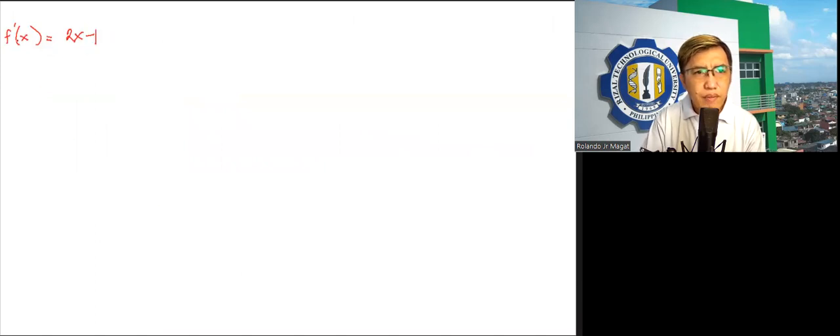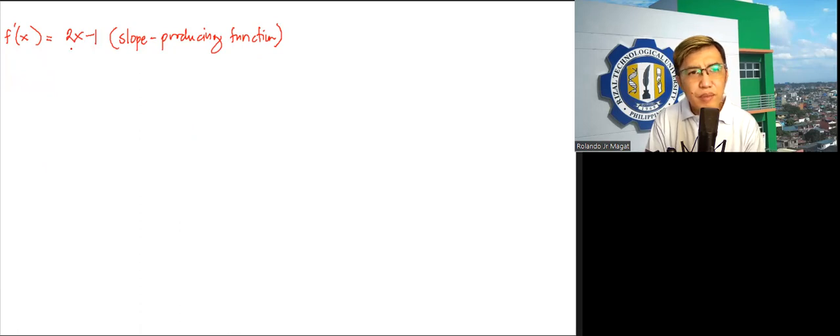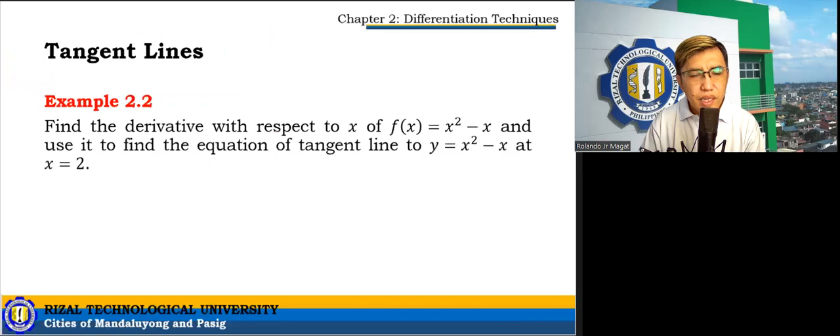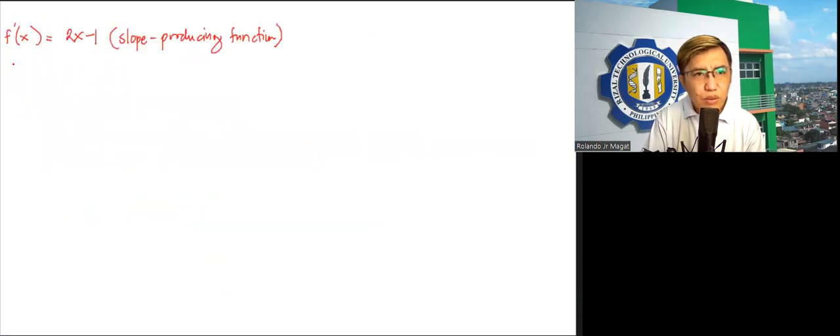So take note that f prime of x is equal to 2x minus 1 is what we call the slope producing function. Why do we call this a slope producing function? Because whenever we plug a value of x into this function, we will generate a different slope. Say, for example, in our given problem, x is equal to 2. So we find f prime of 2 is equal to 2 times 2 minus 1. Then f prime of 2 is 3, correct?